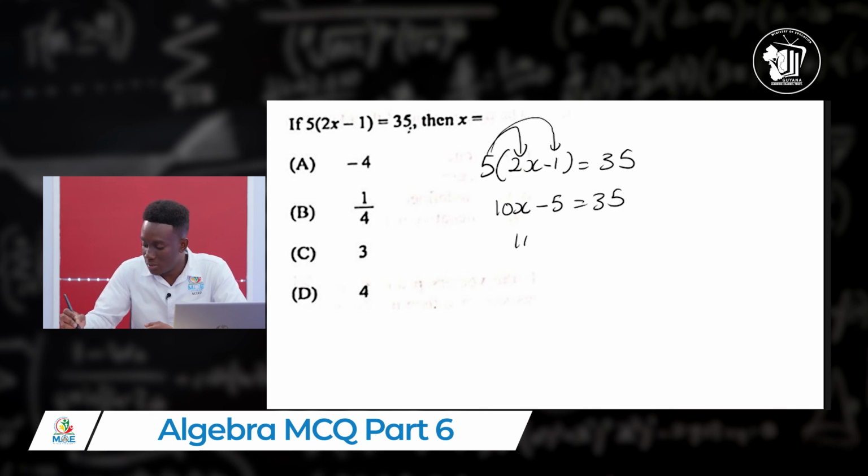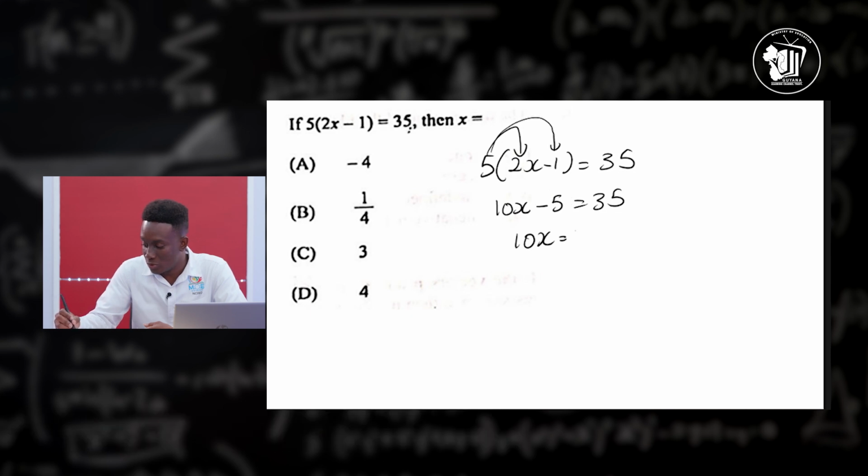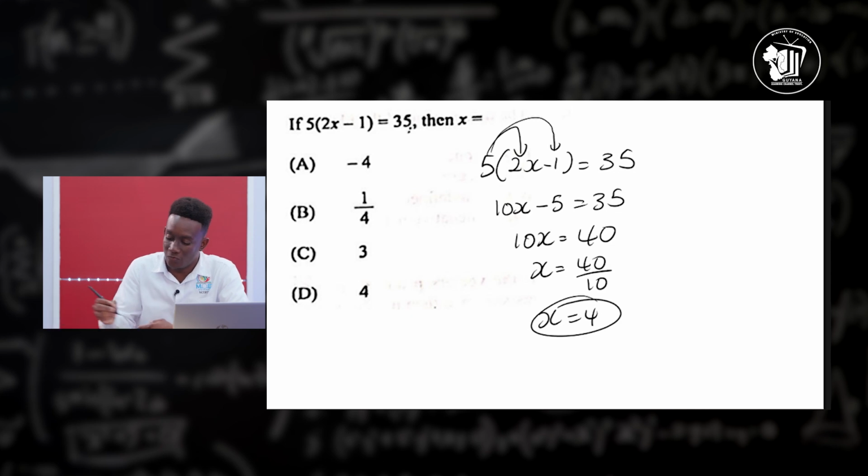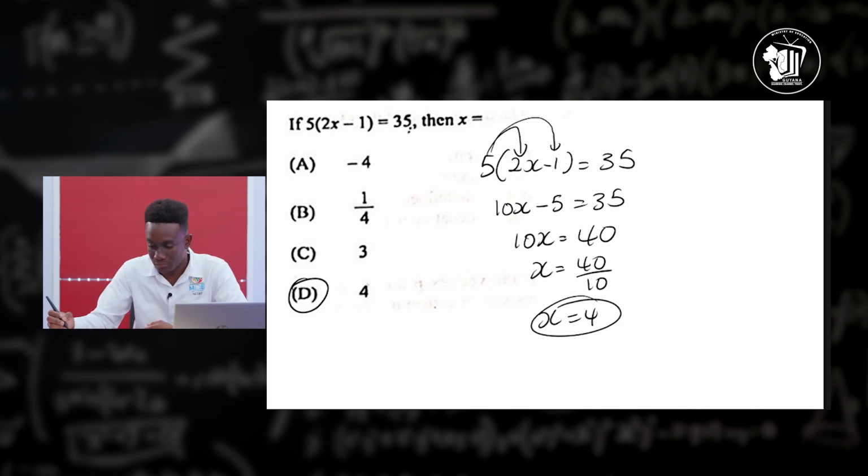So 10x would be equal to, so this 5 is subtracted, and we take it over to add. So 35 plus 5, hence this is equal to 40. So x would therefore be equal to, so this 10 is multiplied, and we take it over to divide. So you have 40 divided by 10. Hence x is equal to 4. So the value of x is 4, which is D.